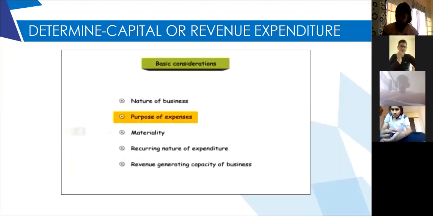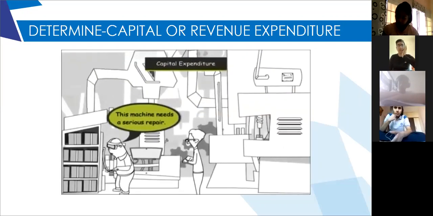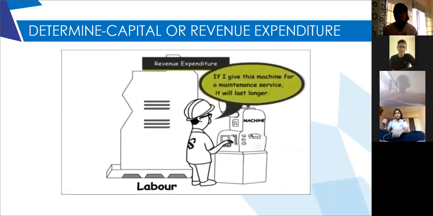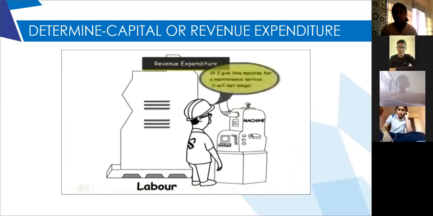2. Purpose of expenses. Expenditure incurred for a major repair of assets so as to increase productive capacity is capital in nature. On the other hand, if it is incurred to maintain the assets in its present operating condition, it is revenue expenditure.